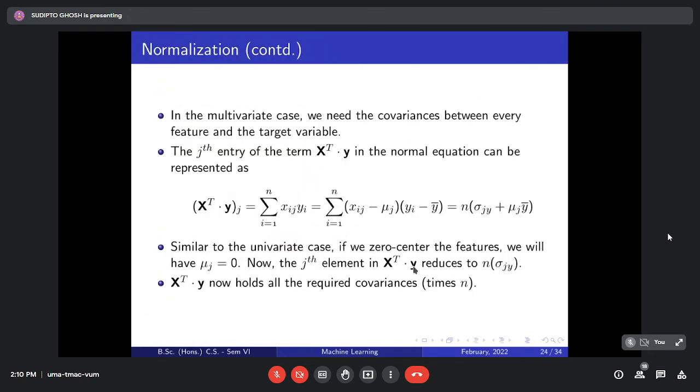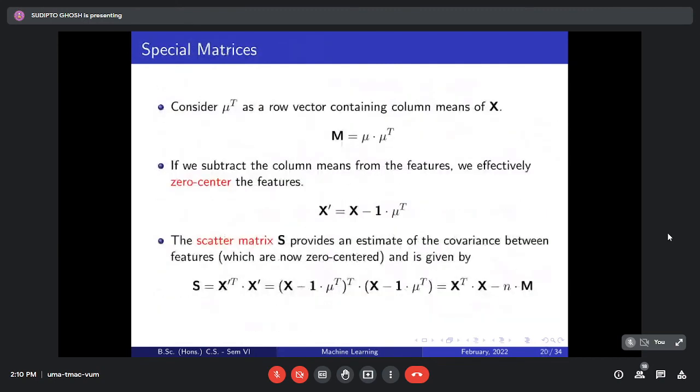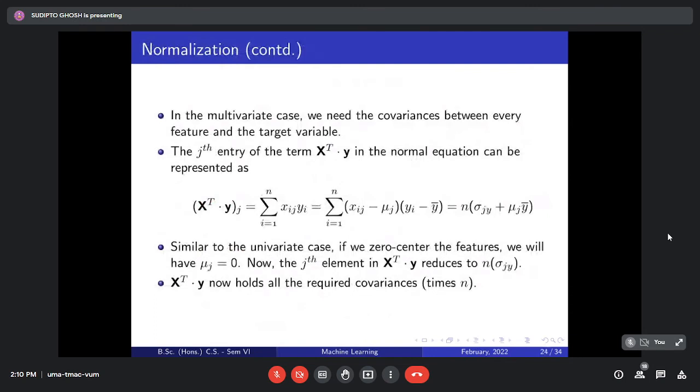I am now taking that term x transpose y. We have seen earlier that x transpose x is the scatter matrix plus n m, and I am saying now that the elements of x transpose y are actually n times the covariance plus n times the mean of the features times the mean of the target values. Why do I say that? Because x_ij, that means for the ith example and the jth feature, I multiply it by y_i. This entire term right here, for one element I am considering, is the sum of this term.